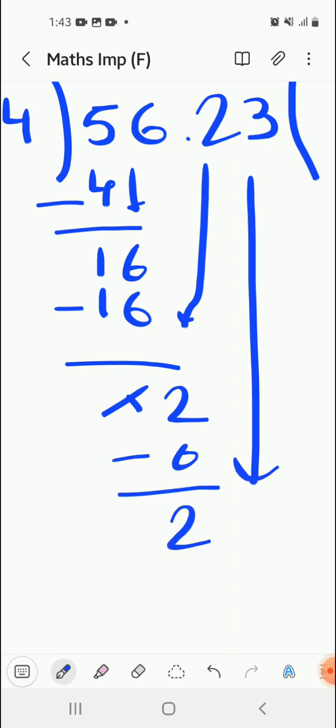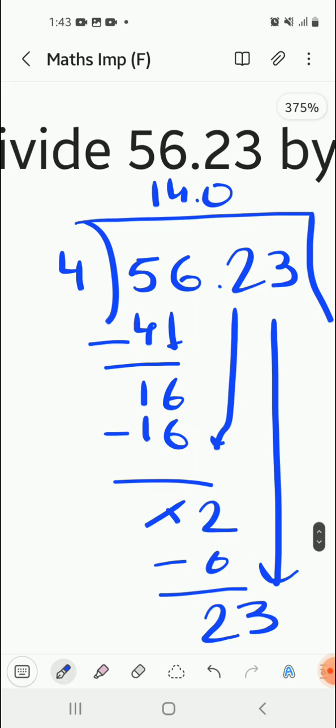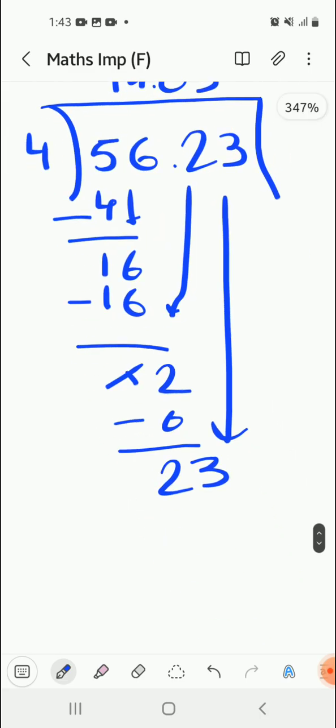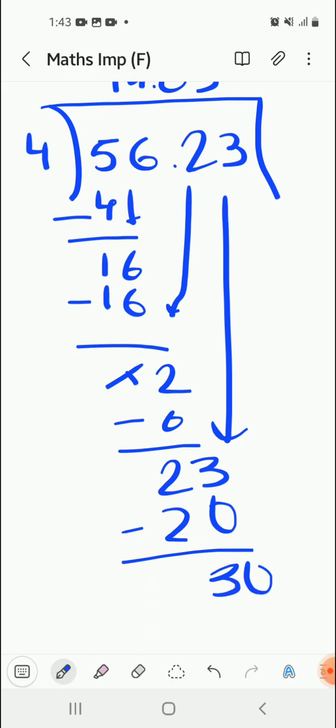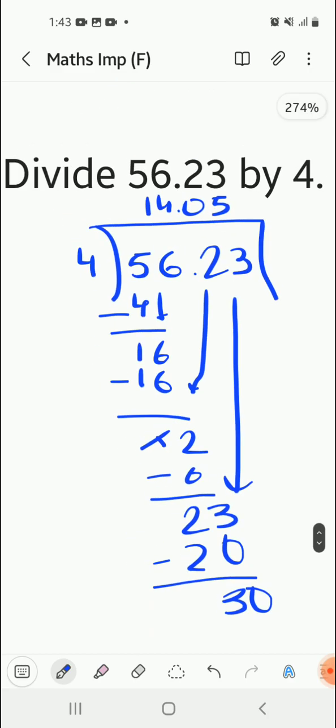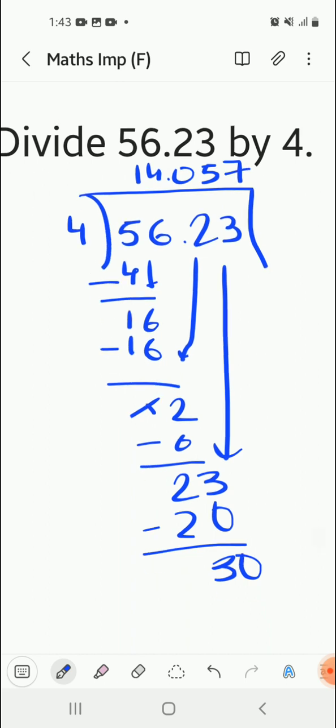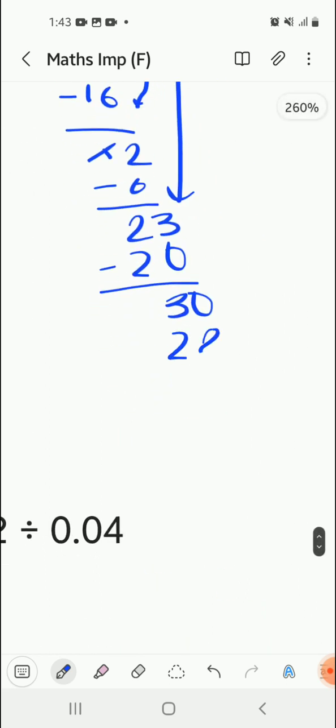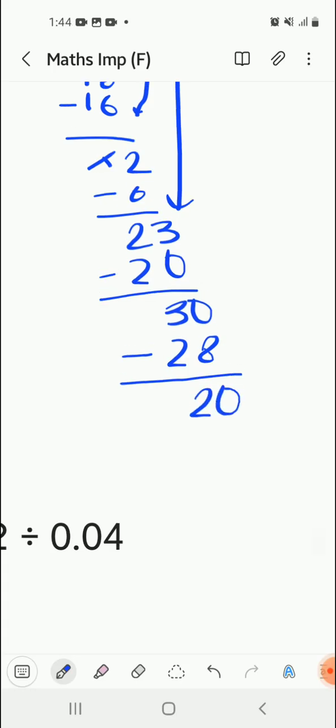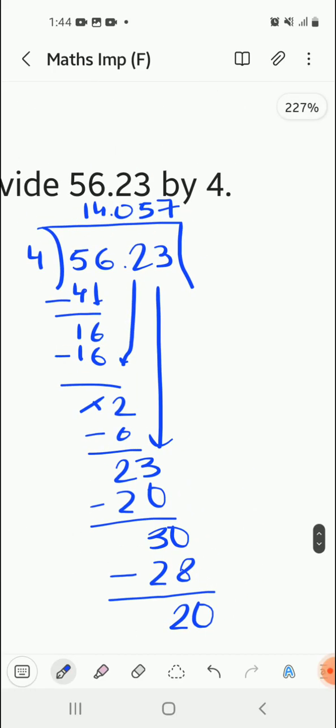Again shift the next number. 23. 4 into 5 is 20. Then 3. Insert 0 again because we are dividing it by decimal. So 4 into 7 it's 28. So 28. Again we get 2 as a remainder. Again insert a 0. We'll continue doing it as many times possible.